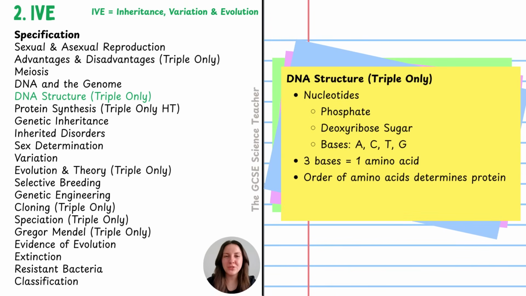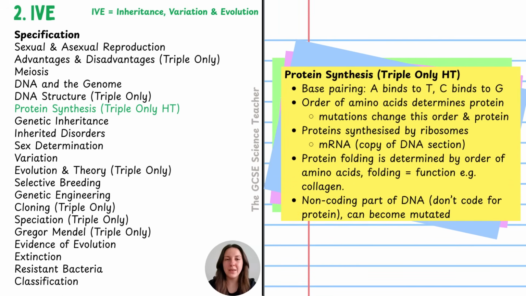DNA structure for triple students only. The nucleotide is the monomer of DNA. It's made of phosphate, deoxyribose sugar, and bases A, C, T, and G. 3 bases equals 1 amino acid, and the order of amino acids determines the protein. Protein synthesis, triple students high tier only. Base pairing includes A binds to T, C binds to G. The order of amino acids determines the protein, and mutations can change this order and therefore the protein.